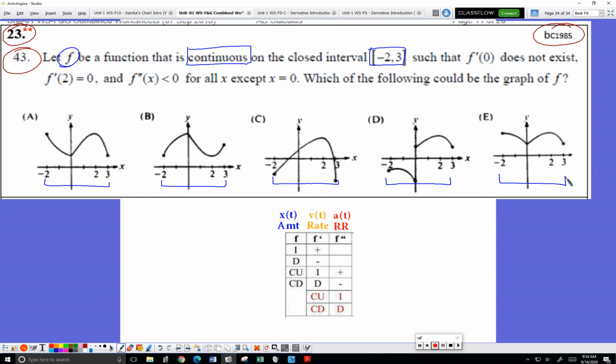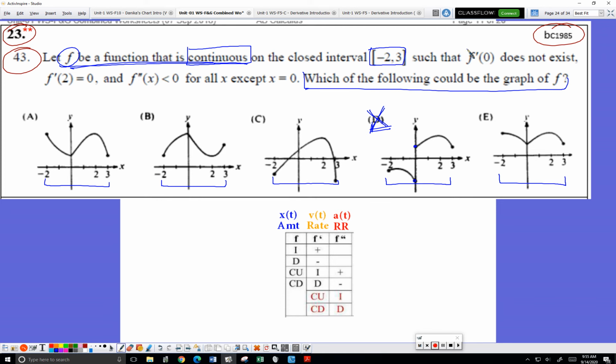Wouldn't D not be continuous because it's split up or something? D has a jump for sure, from here to here. So it says which of the following could be the graph of F? 2 points for Cameron. We have eliminated D. It says F must be continuous. Which of the following can be F? D is not continuous. Perfect. Keep reading.